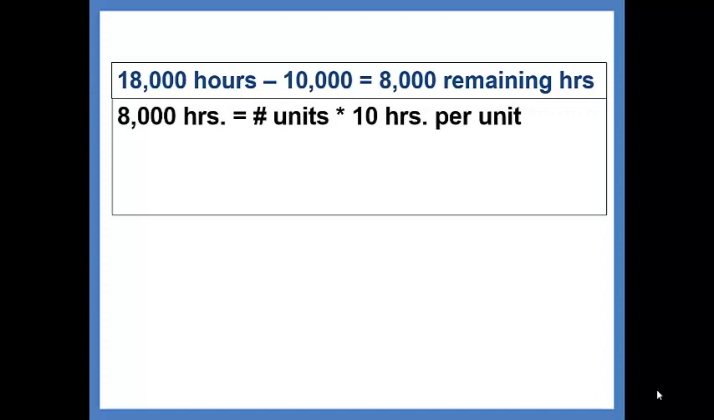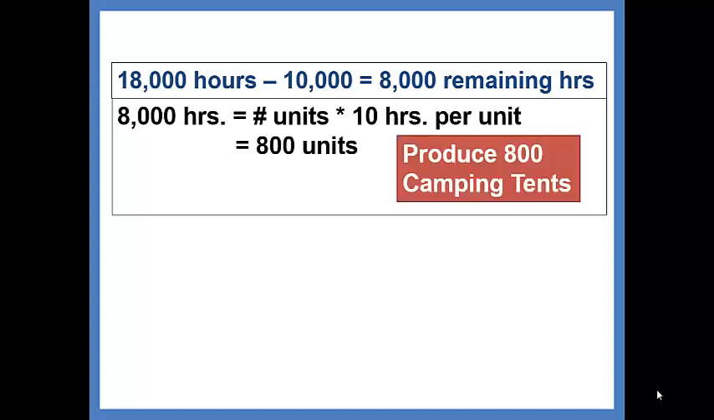So that 8,000 hours is equal to the number of units that we're going to produce for the tents times the 10 hours required per unit. Algebraically, we can solve and find that we can manufacture 800 units. So we will produce 800 camping tents. So overall, what the company is going to do is produce 500 canopies, meet demand, and then use the remaining labor hours to make 800 camping tents. Even though demand is 1,000 tents, we don't have enough labor hours trained to make that happen.